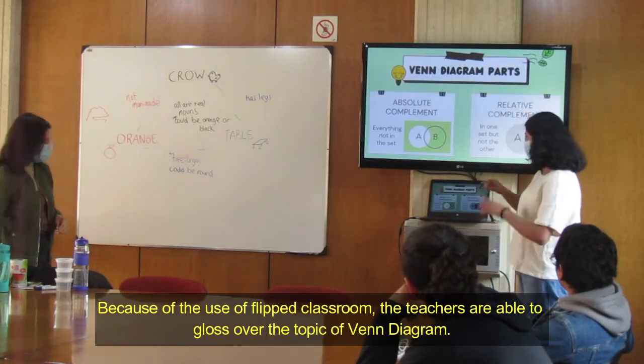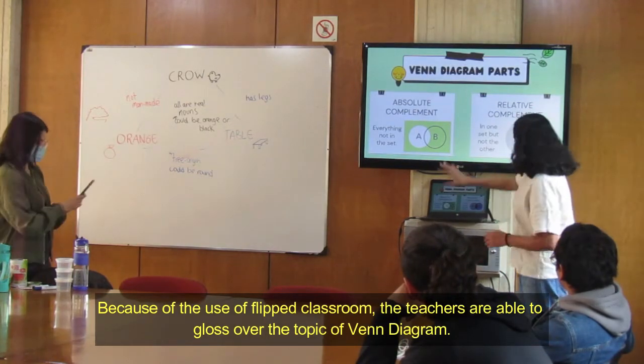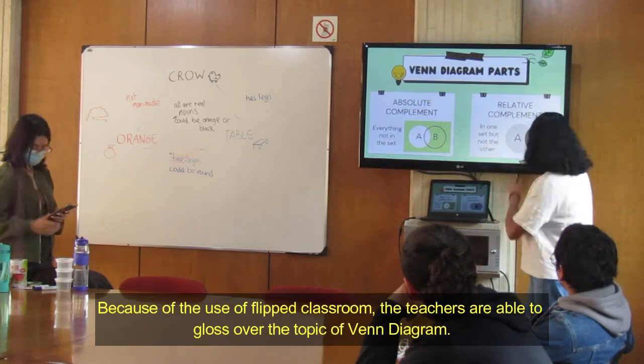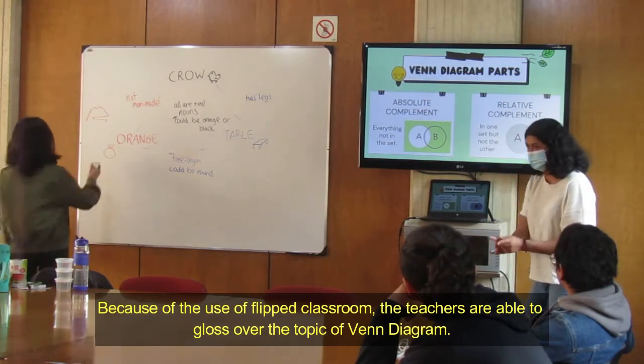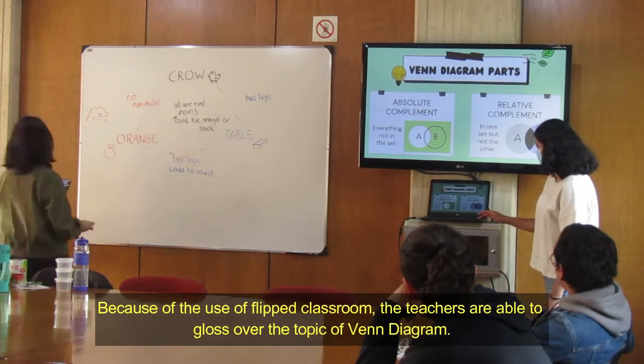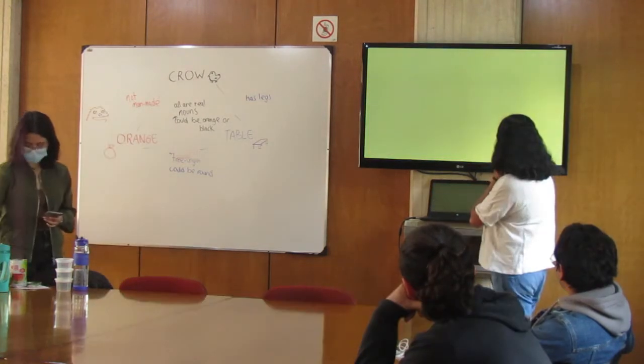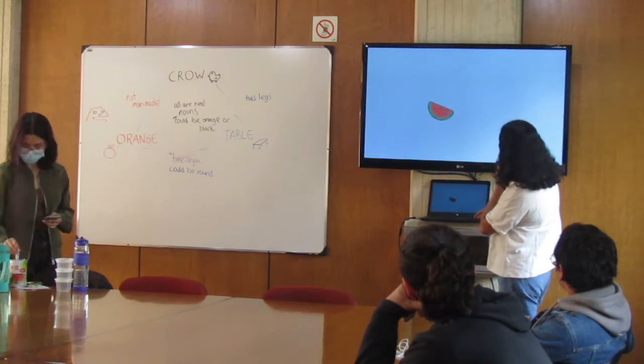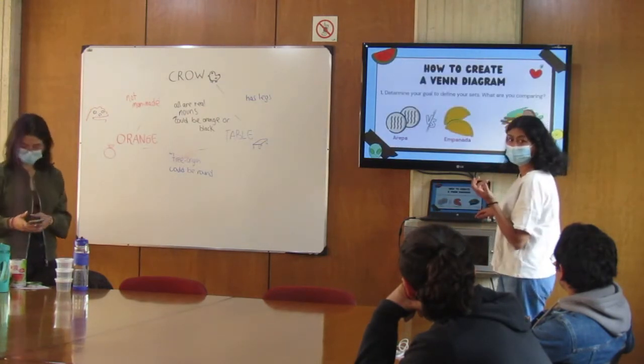An absolute complement is everything that is not in the set. As you can see, it's easier to visualize here. And a relative complement is everything that is in the set but not in the other. It's kind of complex to explain, but hopefully the images will make these differences clearer. And now the important part here is how to create a Venn diagram.